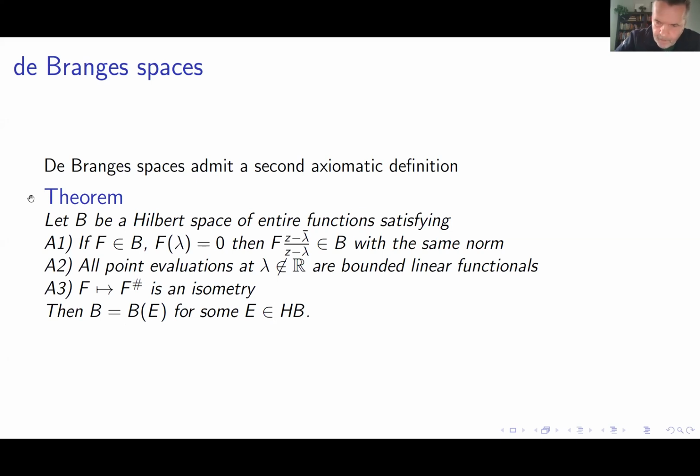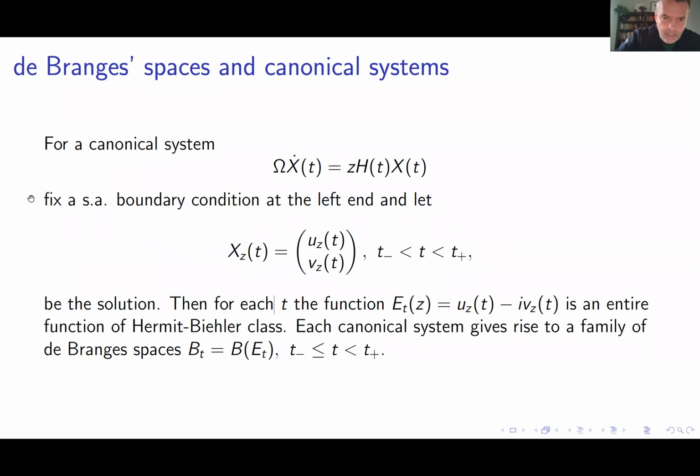So hopefully we'll see this in my mini course later on. So how are those two objects related? The canonical systems studied by Krein that we defined in the beginning, and the de Branges spaces of entire functions that we've just defined on the previous two slides.